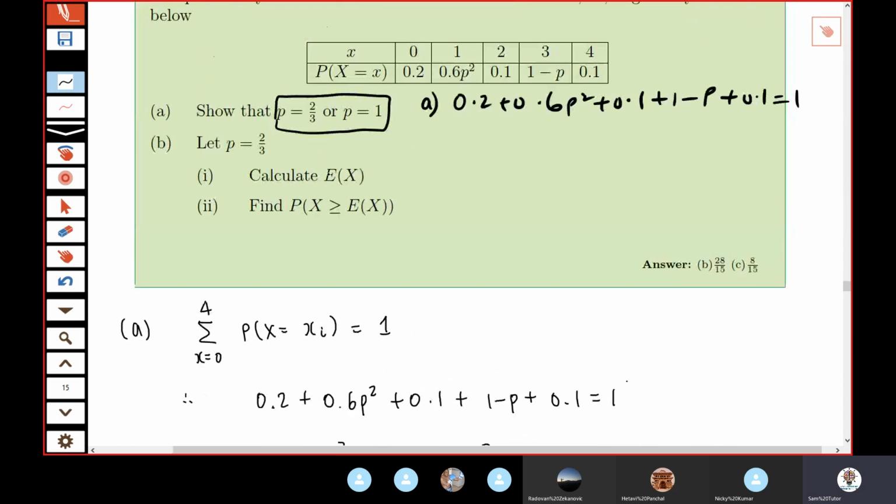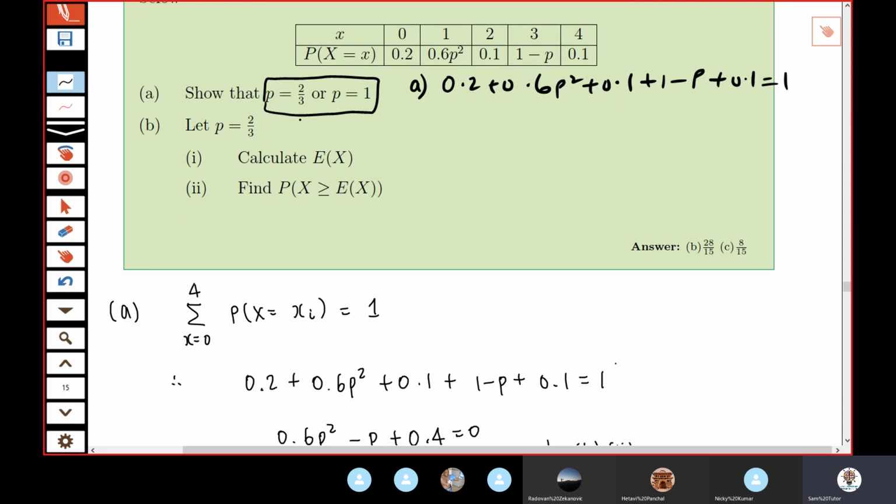Okay. Let P equal 2/3. Calculate the expected value of X. If P is 2/3, you're just going to replace your P's here with 2/3. To find the expected value, it's going to be 0 times this, 1 times this, 2 times this, add it all up, you're done. Find the probability that X is bigger than your expected value. I think we can cheat here. It says 28/15. 28/15 is 1.8. For it to be bigger than 1.8, that means it's the same as 2, 3, and 4.